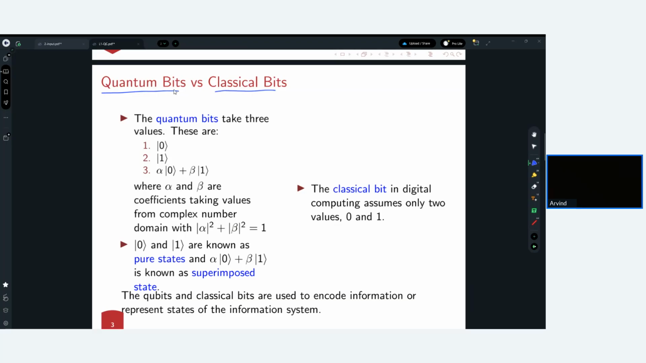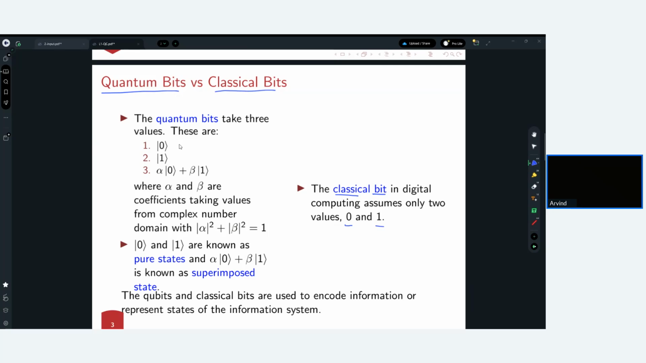The way in which we represent the information is different for a quantum computer and our conventional digital computer. In a conventional digital computer, we represent the information in terms of zeros and ones, and this we are calling a classical bit. These are nothing but two different states that are used to represent the information, which is either true or false.